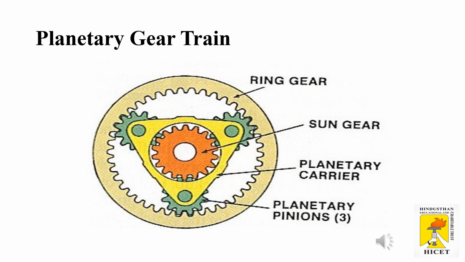Epicyclic gear trains are also called planetary gear trains or sun and planet gear trains because of the fact that a gear rotates around another gear just like a planet moving around the sun.